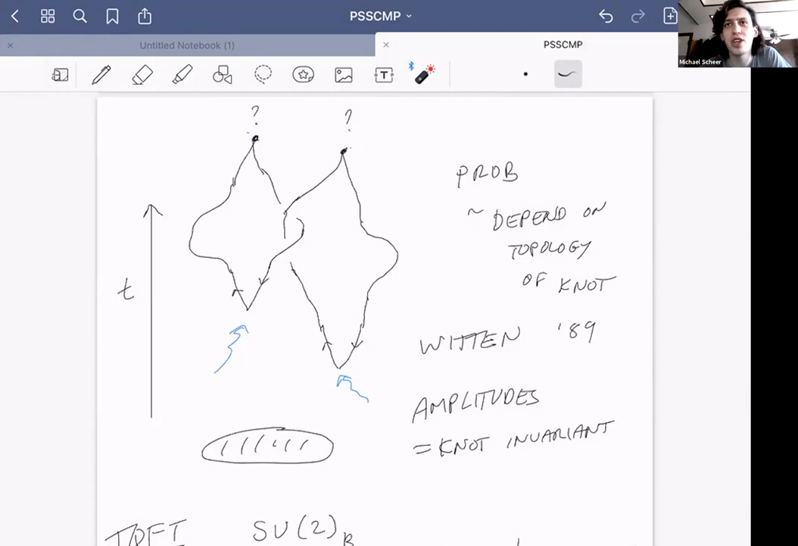The next question, somebody asks, is there a method to determine when a theory is topological? Well, you could try doing experiments like this and seeing whether the outcome depends on the topology, on the geometry, or just on the topology. And if it depends just on the topology, then you have an idea that it's topological. Now, that's not a very good answer.